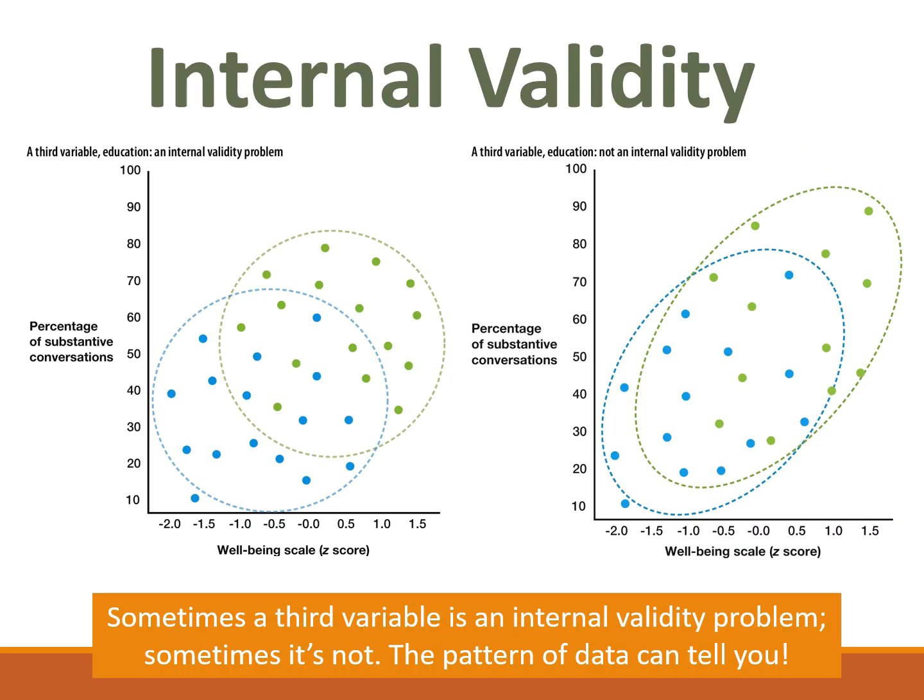Sometimes the third variable is an internal validity problem, sometimes it's not. The pattern of the data can help you understand this. So if a third variable, education, is an internal validity problem, we can take a look at plotting out how people's percentage of substance conversations, for example, in this case, we're looking at the far left scatter plot. We have percentage of substance conversations and well-being score. We can then ask the question, is education a problem with this?